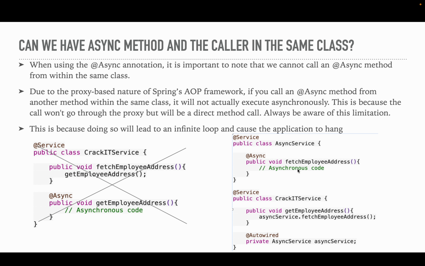So how do we need to rewrite this code? We need to rewrite this code by having this @Async method in a separate class, and we need to call this from here. This is the way we need to write. So this is a limitation that we should be aware of. This is one of the limitations of the @Async annotation.